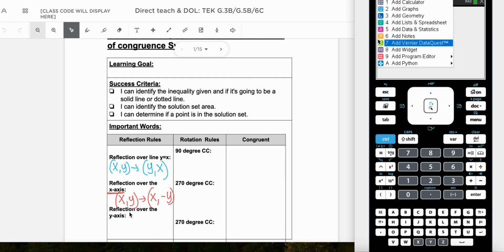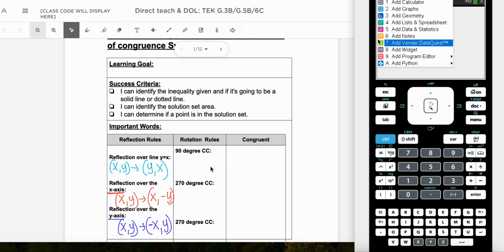Now we're going to look at reflection over the y-axis. What happens when you reflect over the y-axis? If you have a coordinate (x, y) and you reflect it over the y-axis, the x coordinate becomes the opposite and the y coordinate remains the same. So notice that my x was positive over here, it is now negative. And of course, the y coordinate remains the same.